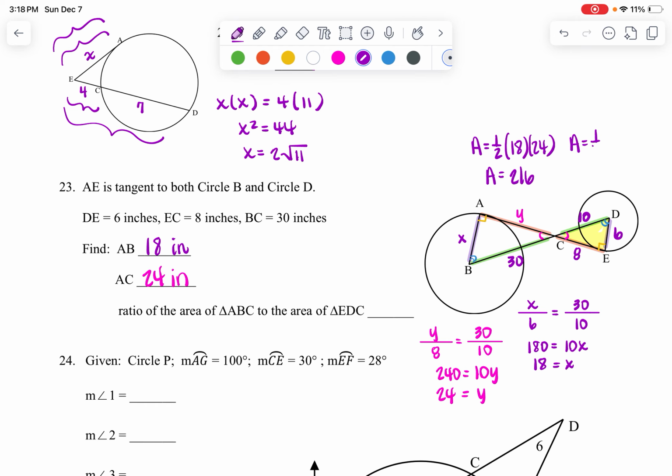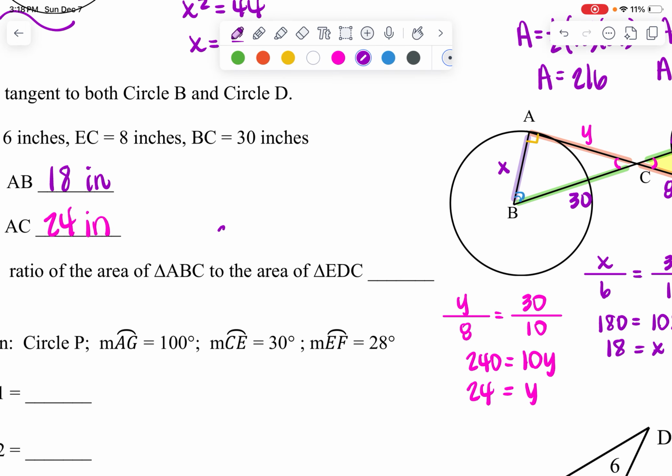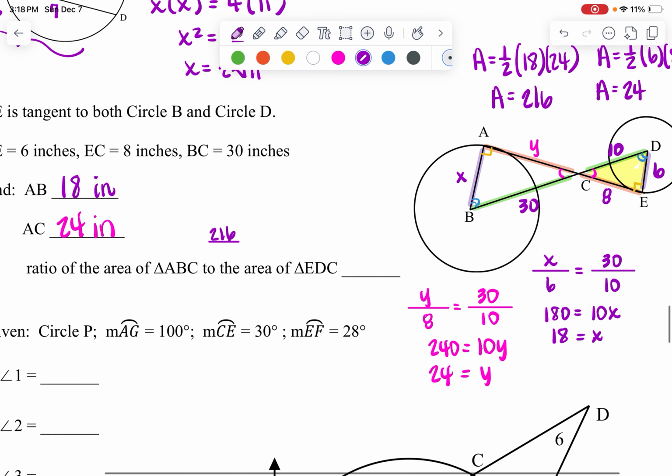And then if I do that over here, right, I'm going to do 1/2 of 6 times 8, which gives me 24. So if I make a ratio of 216 to 24, basically what I'm doing, right, the ratio of the larger one compared to the smaller one, then that reduces to 9:1.